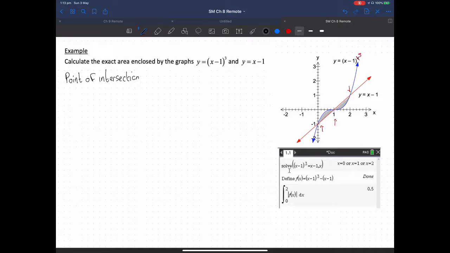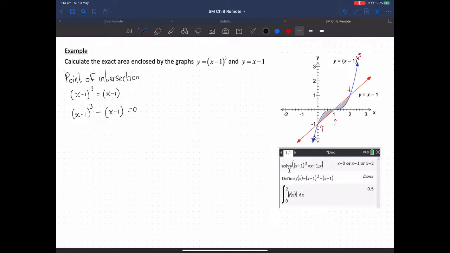So in this case, I'm going to say (x minus 1) cubed equals x minus 1. I've equated them because their y values are the same. Now we're going to solve for x to find the x values where they cross. There are a number of ways in which you could solve this. The easiest way is to take everything onto the left-hand side of the equation. So we have (x minus 1) cubed minus (x minus 1) equals 0.